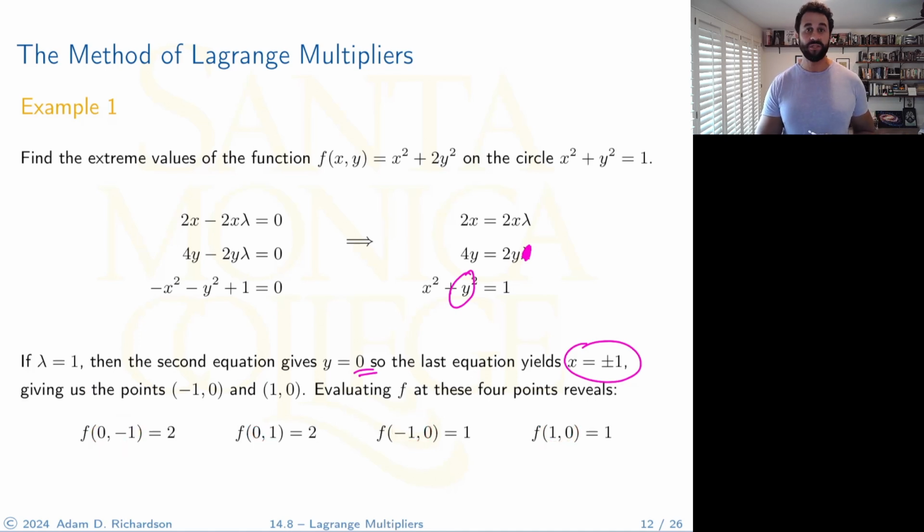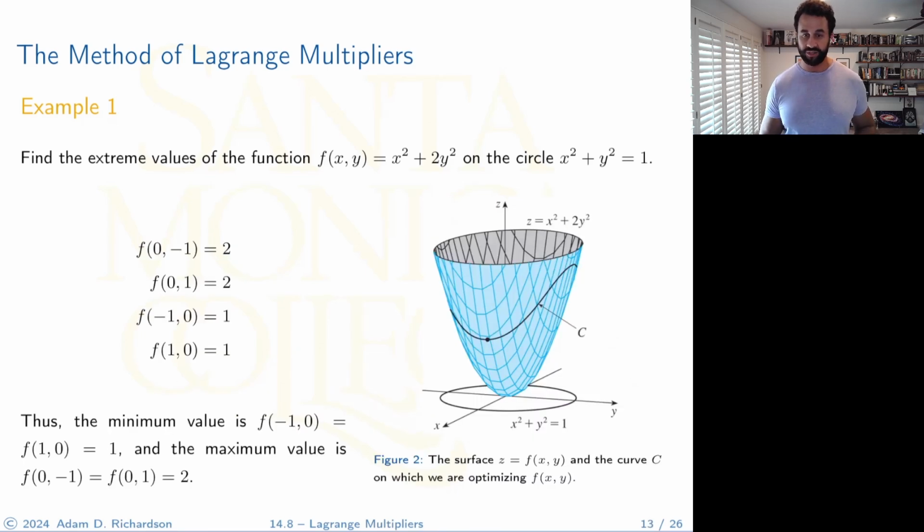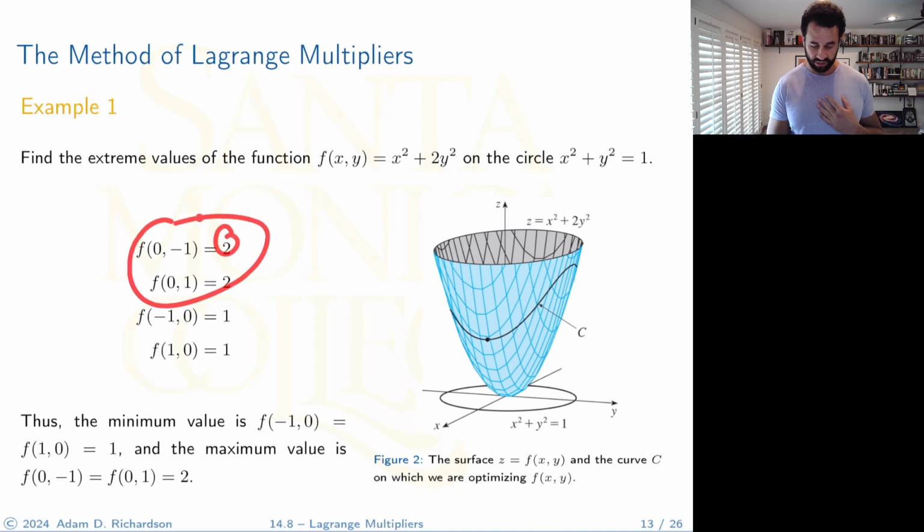Now what we do is we evaluate the original function f at these points and see what we get. We get 2, 2, 1, 1. There we go. Now let's bring in a little bit of geometry. We found all of the possible maxes and mins on our surface, given the constraint that we have to lie on this curve. So now we can see that the minimum value is 1, and it occurs in 2 places. And the maximum value is 2, and it occurs in 2 places.